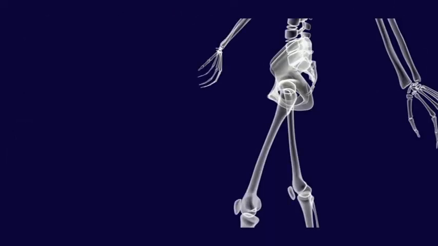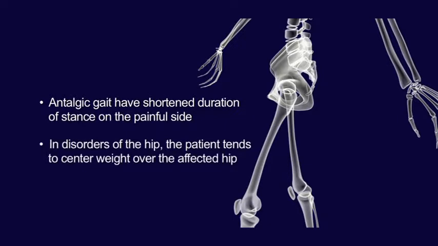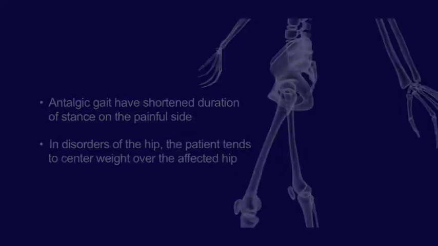Observing the patient's gait is helpful to direct your physical exam, as patients with antalgic gait have shortened duration of stance on the painful side. In addition, in disorders of the hip, the patient tends to center weight over the affected hip, which minimizes the force transmitted through the hip. Most information about the hip joint is obtained through a combination of gait analysis, palpation, range of motion assessments, and provocative testing.